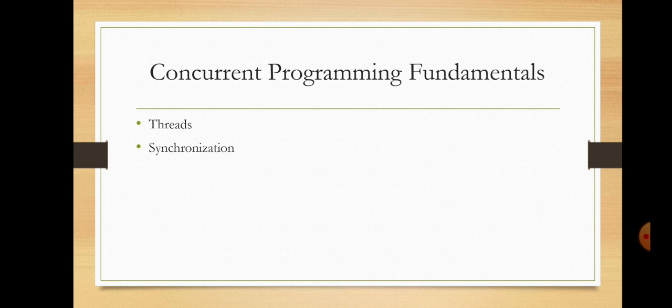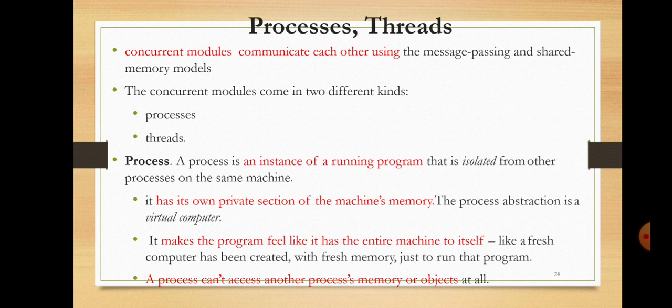Next is concurrent programming fundamentals. The basic idea behind concurrent programming fundamentals is threads and synchronization. So, thread. Concurrent modules communicate with each other using the message passing and shared memory models. The concurrent modules come in two different kinds, that is process and thread. So concurrent modules are implemented using either process or thread.